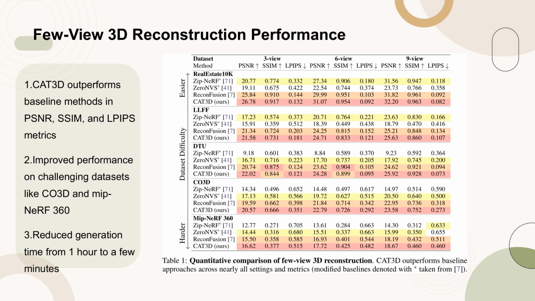Table 1 presents a quantitative comparison of few-view 3D reconstruction methods, highlighting CAT3D's superior performance. CAT3D achieves higher PSNR, SSIM, and lower LPIPS scores compared to baseline methods like ZipNeRF, ZeroNVS, and ReconFusion. Notably, CAT3D shows significant improvements on challenging datasets such as CO3D and Mip-NeRF 360. Additionally, CAT3D significantly reduces the generation time from 1 hour to just a few minutes, making it a more efficient solution for 3D reconstruction tasks.